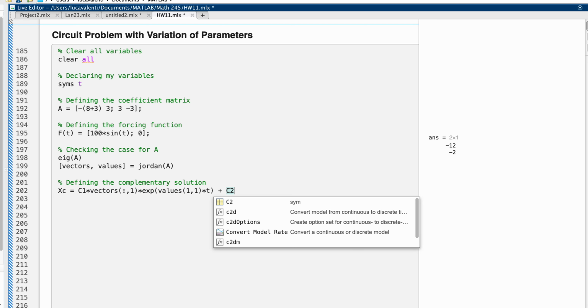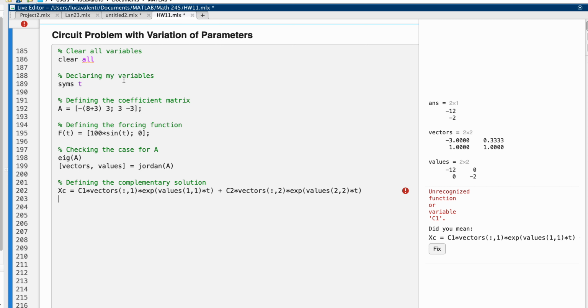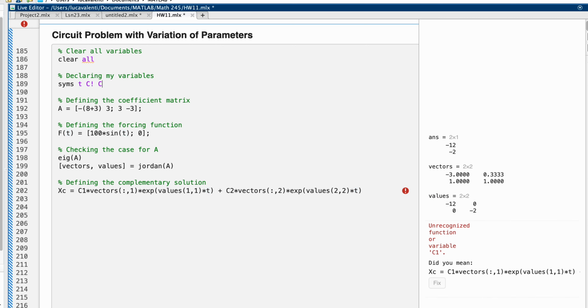Then I'm going to have C2 multiplied by this whole command, I'm just going to have to change a couple of things. If I put this over here, this is going to be the second column, because I want the second thing that Jordan output: the second eigenvector, paired with the second eigenvalue, which is at the second row, second column. And I'll show you what this does if I press Control Enter. It's telling me I need to declare C1 and C2. I always forget. I hope one day I will remember.